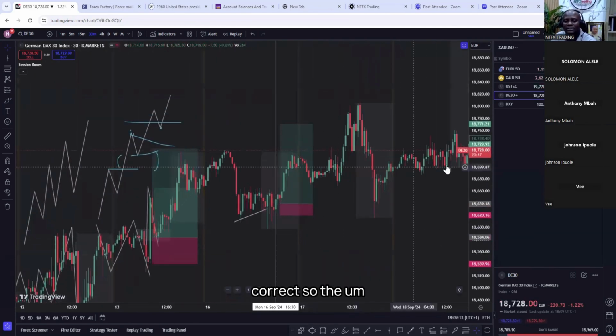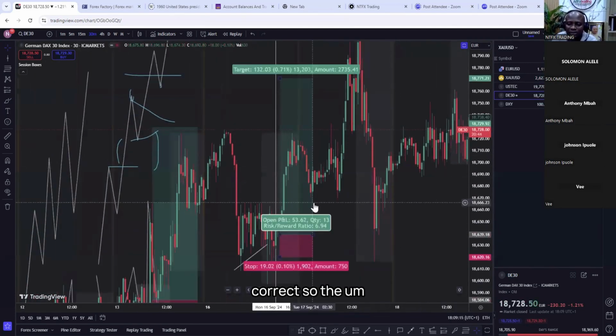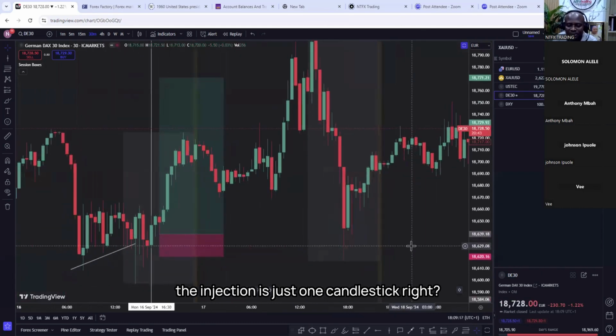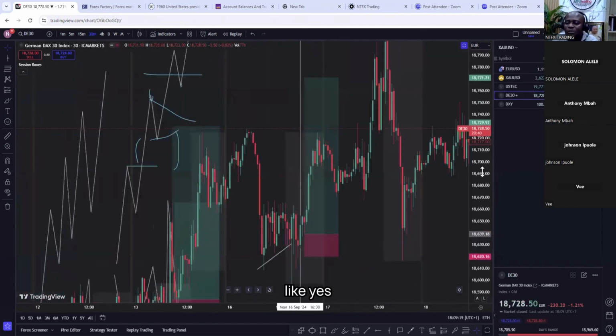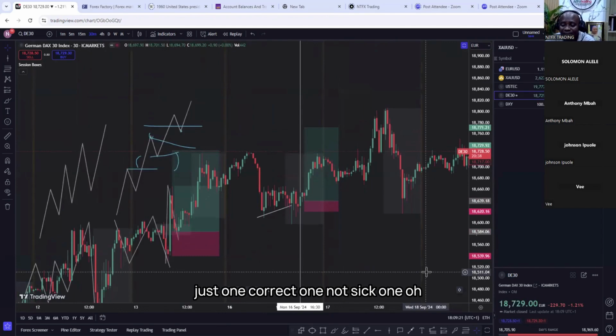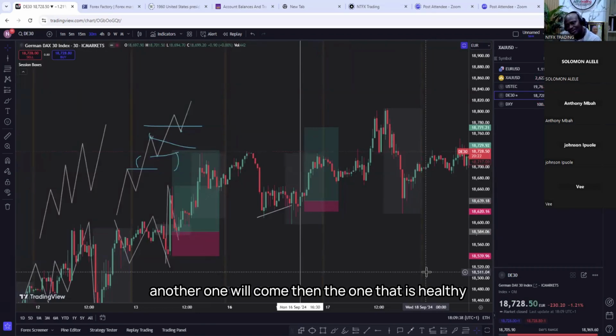Yes sir, correct. I have another question. The injection is just one candlestick, right? Yes, just one. Correct one, not sick one. If it's sick, it's not a correct injection. Because if the order has been tapped and is going, it's supposed to show us evidence that you don't catch a real order. When it's sick, leave it, another one will come.